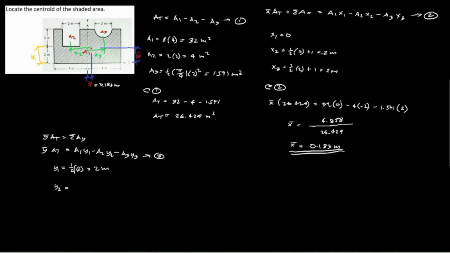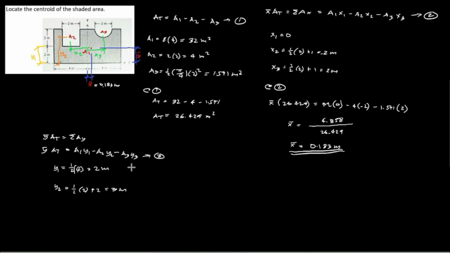Y sub 2 is the location of the centroid for a square, and along the x-axis, and this is y sub 2. So 1/2 of the height of the square, so 1/2 times 2, and from this line point up to the x-axis, that's also 2 meters, so plus 2 meters. So 1/2 of 2 is 1 plus 2, or 3 meters.